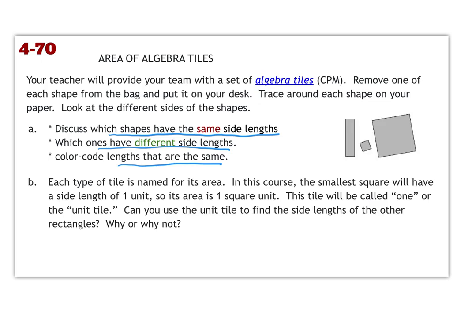Each type of tile is named for its area. In this course, the smallest square will have a side length of 1 unit. So its area is 1 square unit. Right here, 1. All of the sides around are 1, and that tile is called 1 square unit. This tile will be called 1 or the unit rate. Can you use the unit tile to find the side lengths of other rectangles?